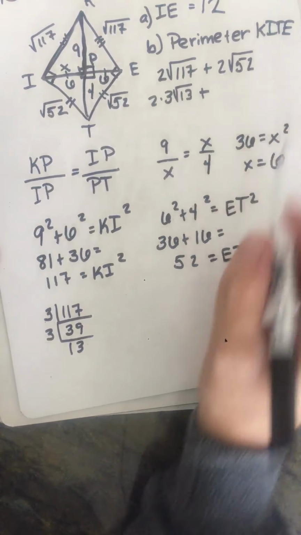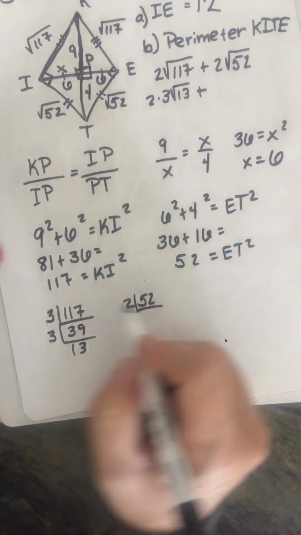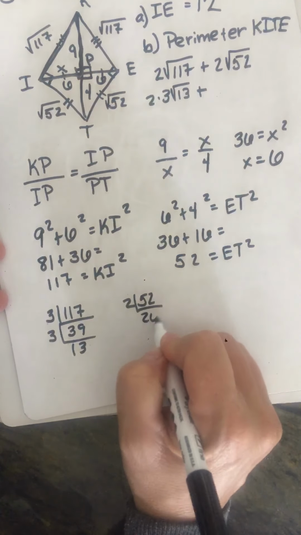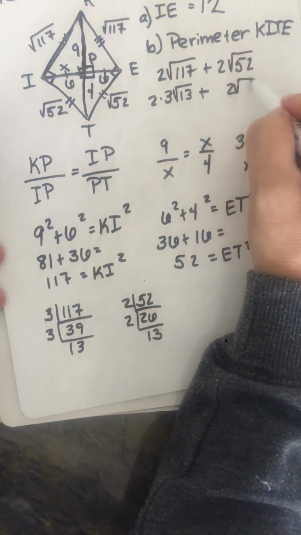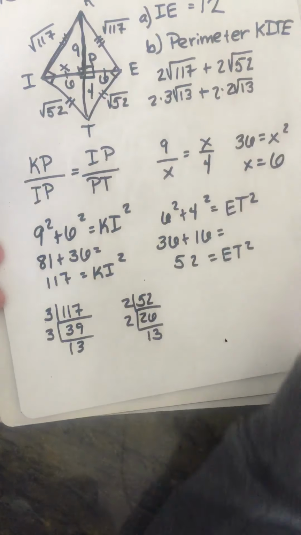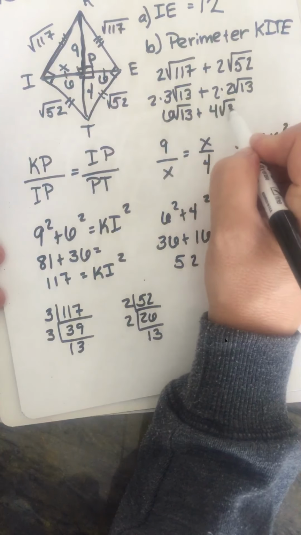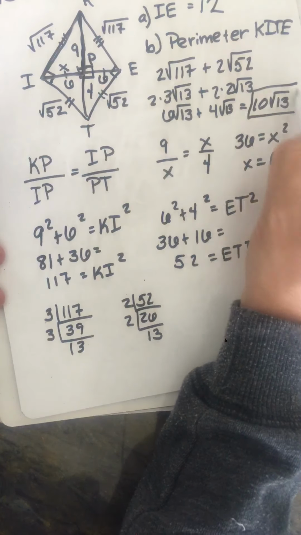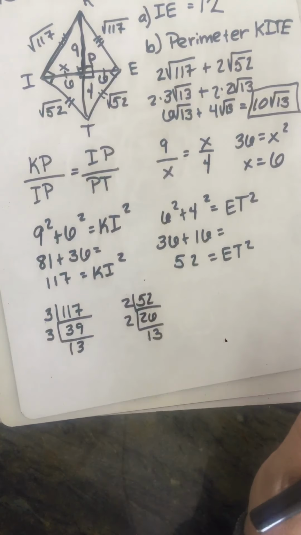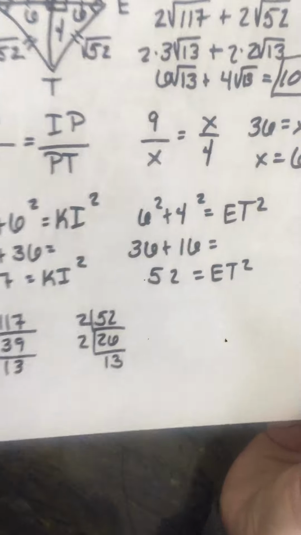Plus 52 breaks down. I know that's an even number, so 2 goes into 52, and so that's 26, and then 2 goes in again, and that's 13. So that's 2 square root 13 times the extra 2. So 6 square root 13 plus 4 square root 13 gives us 10 square roots of 13. Remember that from Algebra 1? I'm not really going to be stinky about that on the final, but just a little refresher of your Algebra 1 days. So that's number 29.